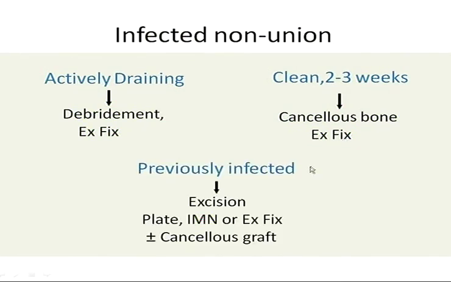For the previously infected, with the skin closed and the signs of infection subsided, the C-reactive protein getting down, then we treat it as an uninfected fracture: excision of any avascular bone or scar tissue, and then we can fix by plate or intramedullary nail or external fixation, the way you like. Cancellous bone grafting can be used if the non-union is avascular and if there are gaps.